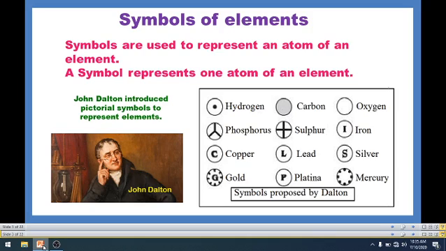For example, capital H represents one atom of hydrogen. Na represents one atom of sodium. Therefore, a symbol represents one atom of an element.